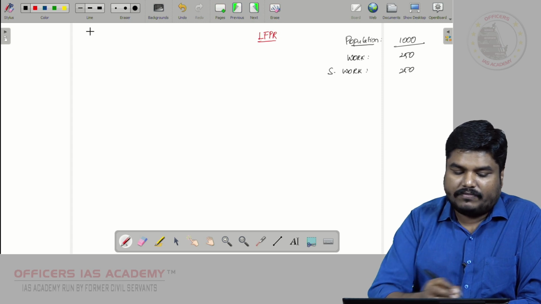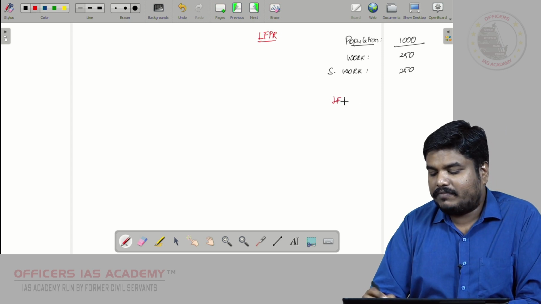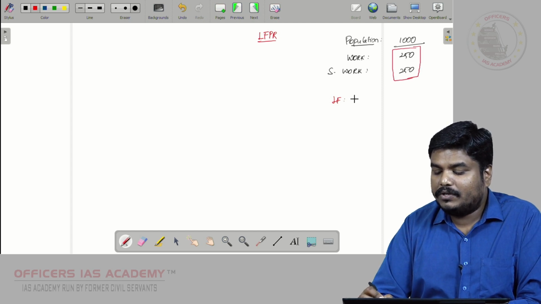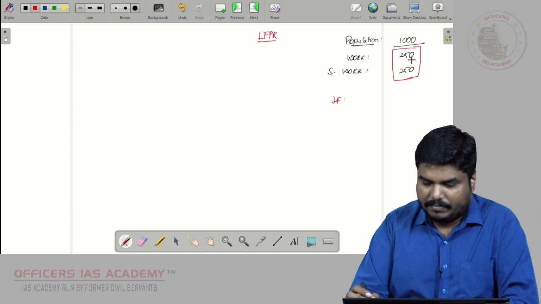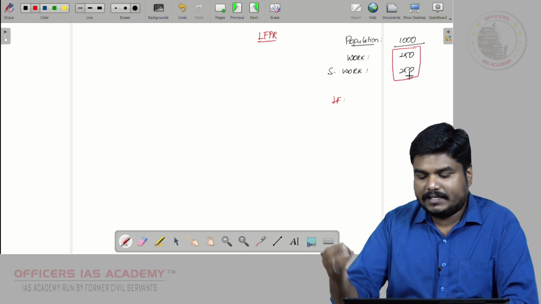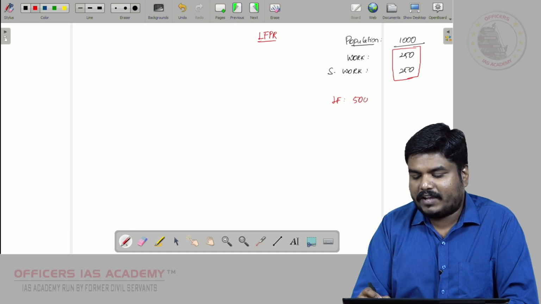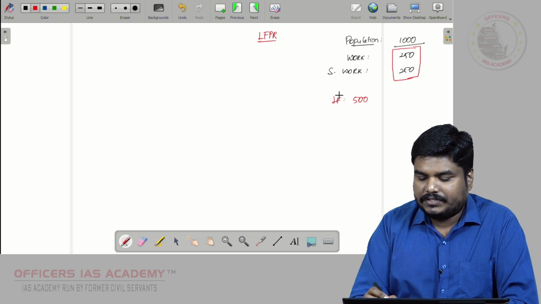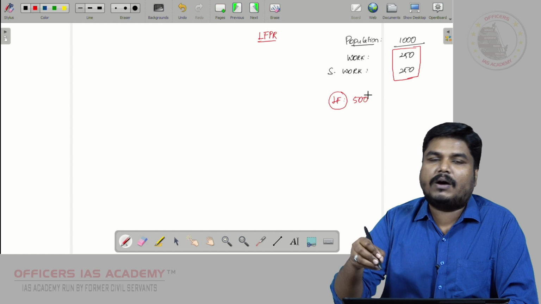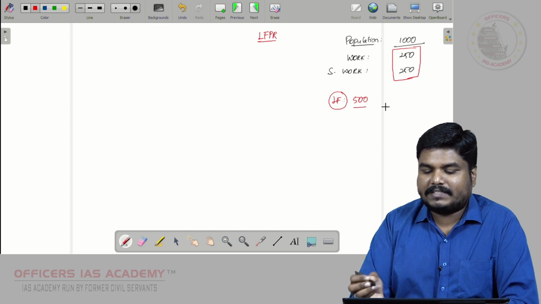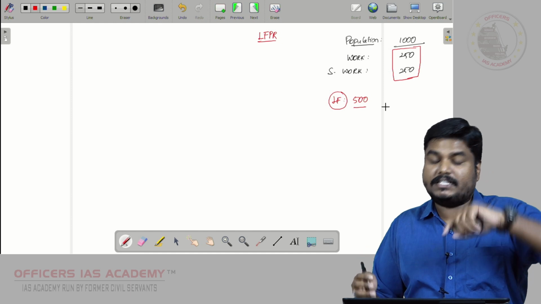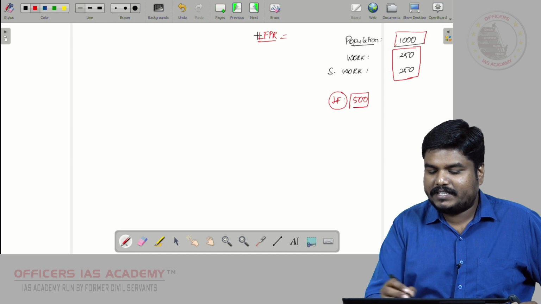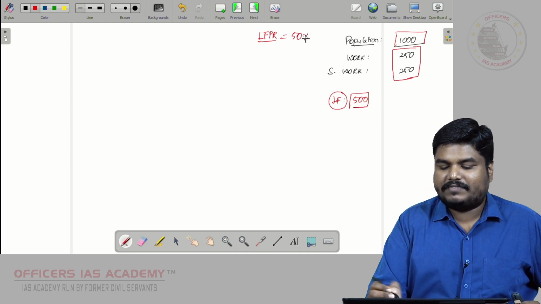Now what is labor force? When I say labor force, that includes people who are working and people who are seeking work. Now 250 people are working and 250 people are seeking work. So labor force is going to be 500 in this example. Now what is labor force participation rate? Labor force as a percentage of population. In this 1000, 500 is 50%. So labor force participation rate is 50%.